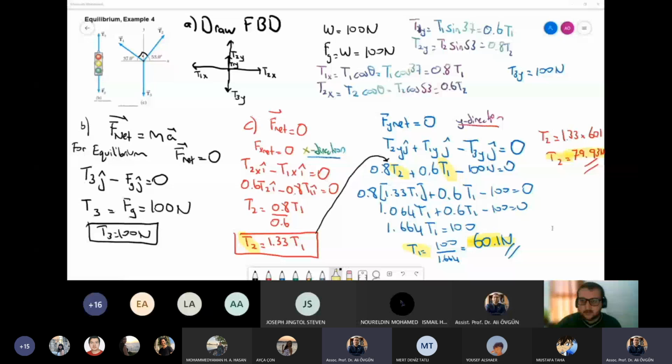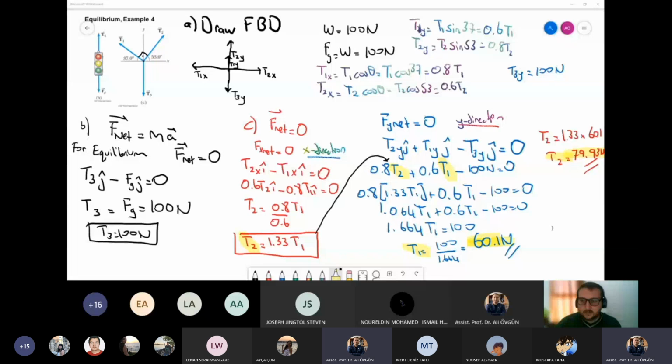Excuse me, sir. Yes, please ask. Is there a mistake in the free body diagram between C and B? Because according to C, the direction of T3 is downwards, and according to B, the direction of T3 is upwards. You mean the part B? In part B, F3 j hat minus FG j hat is equal to 0.